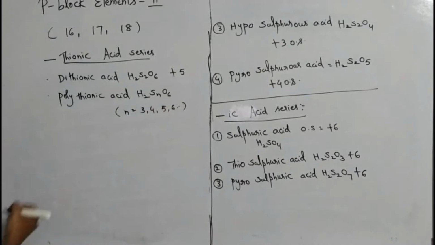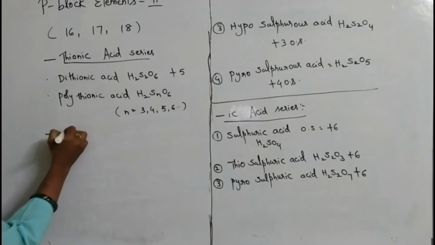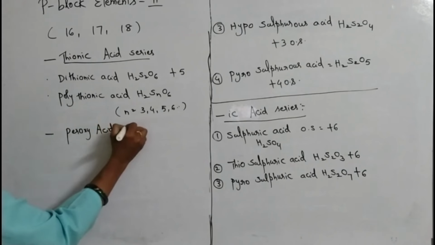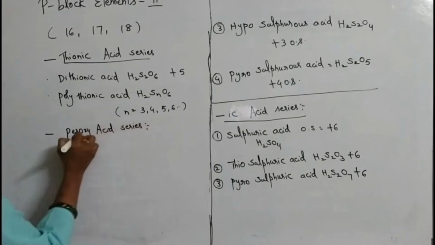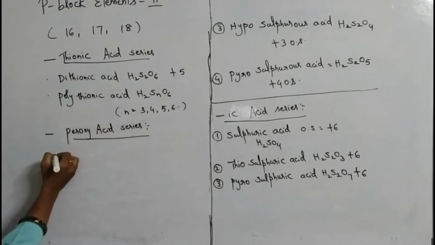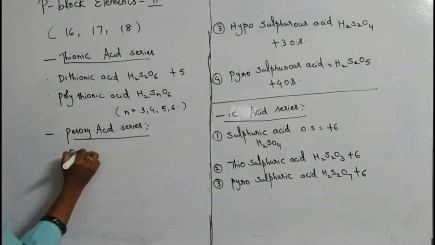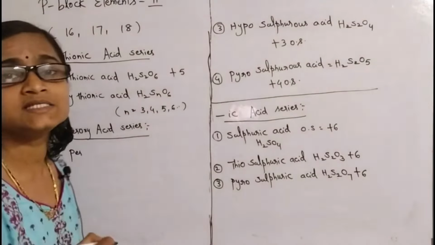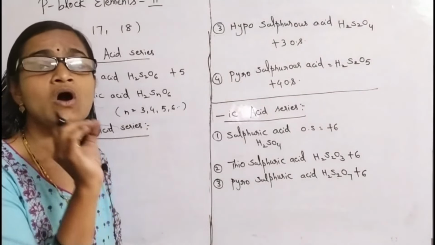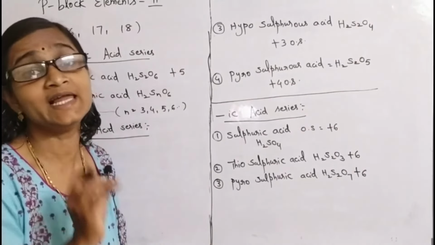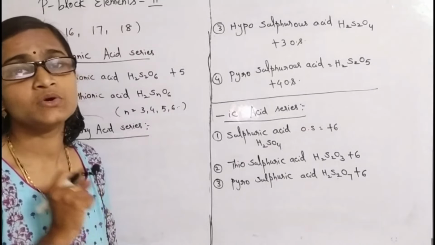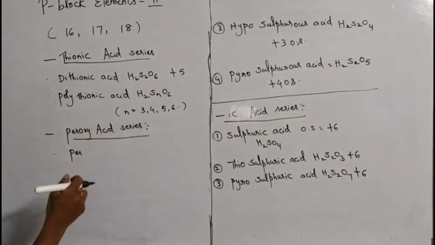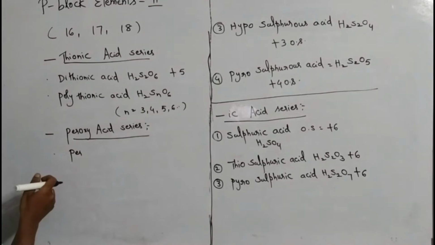Next we have the peroxy acid series. Please remember what the word peroxy stands for. A peroxy bond is the type of bond in which oxygen and oxygen are linked with a single bond.